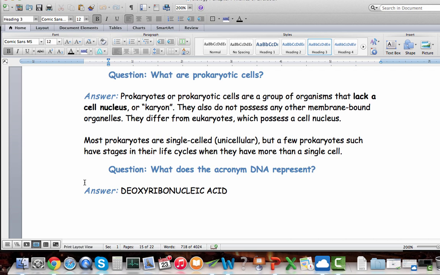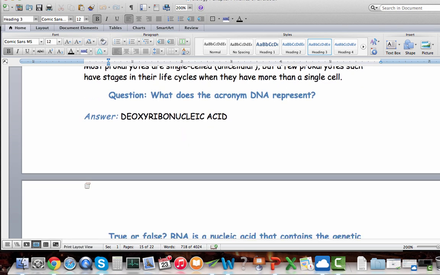Question: what are prokaryotic cells? Answer: prokaryotes or prokaryotic cells are a group of organisms that lack a cell nucleus or karyon. They also do not possess any other membrane-bound organelles. They differ from eukaryotes, which possess a cell nucleus. Most prokaryotes are single-celled, unicellular, but a few prokaryotes have stages in their life cycles when they have more than a single cell.